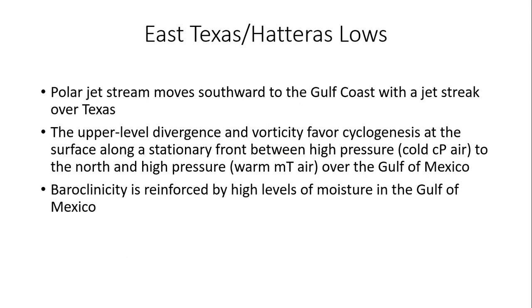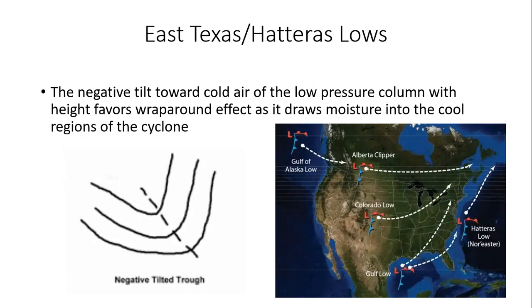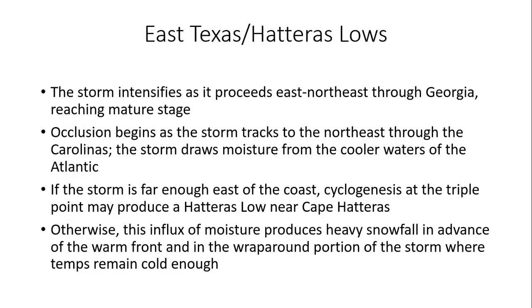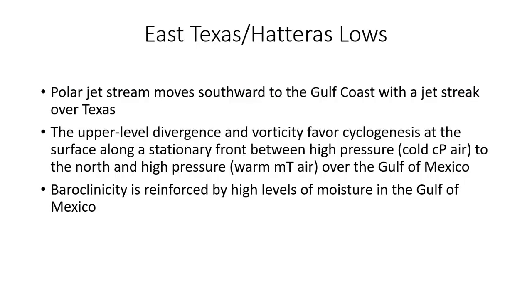Additional things we want to talk about today are different types of low pressure systems. We're going to talk about the track of the East Texas Hatteras Low. The polar front jet stream generally moves southward to the Gulf Coast with a jet streak over Texas in this case. So these East Texas Hatteras Lows, they're going to form in the mid-latitudes during the winter season. So you have a very deeply digging polar front jet stream all the way to the Gulf Coast with a jet streak over Texas. Upper level divergence and vorticity are going to favor the development of low pressure, cyclogenesis.